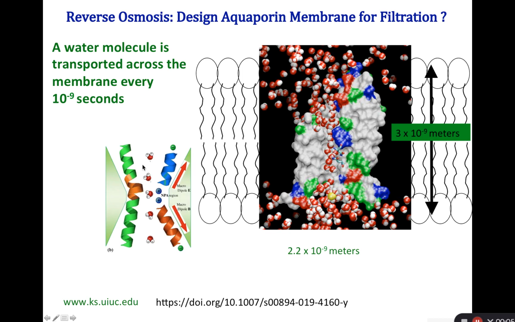So this image, which is not from a simulation, is a cartoon, shows you this part of the aquaporin molecule. You can see that the orientation of the water molecules is different in this part and in this part. In this part, the oxygen is facing this NPA region, but in this part, the oxygen is facing the other direction. This change in orientation of water molecules prevents the passing of a proton along these water molecules.